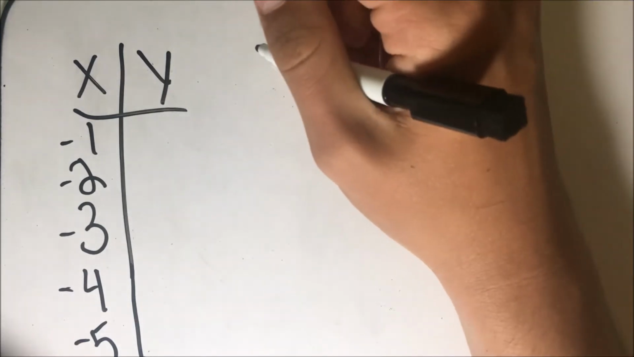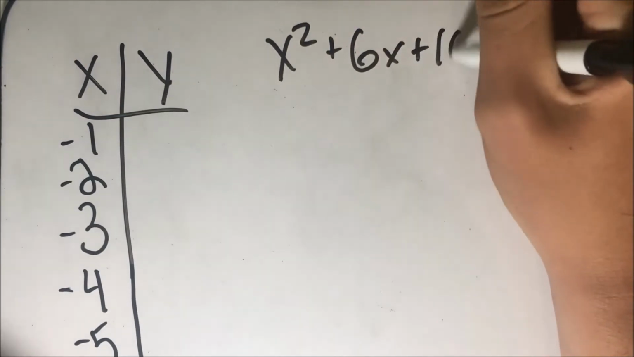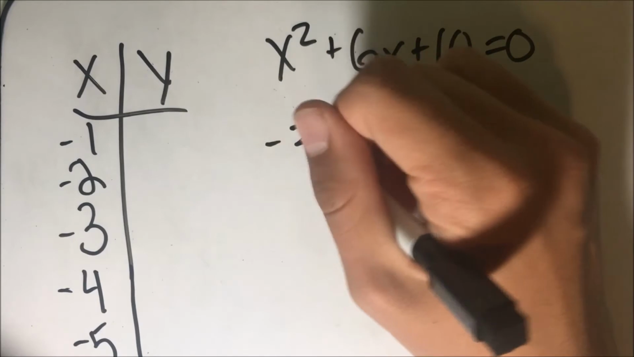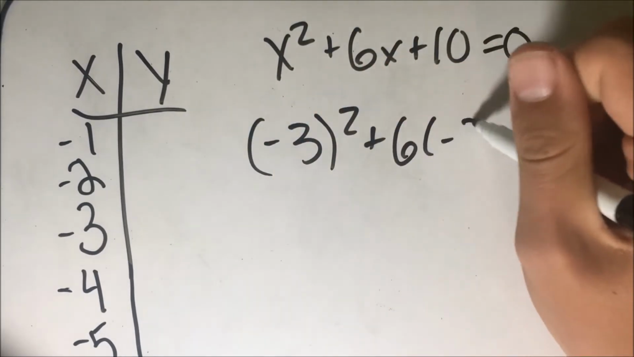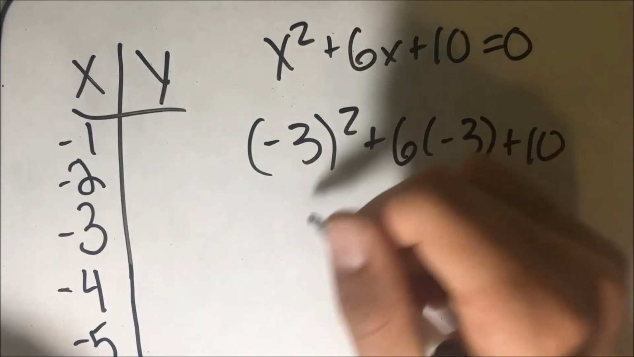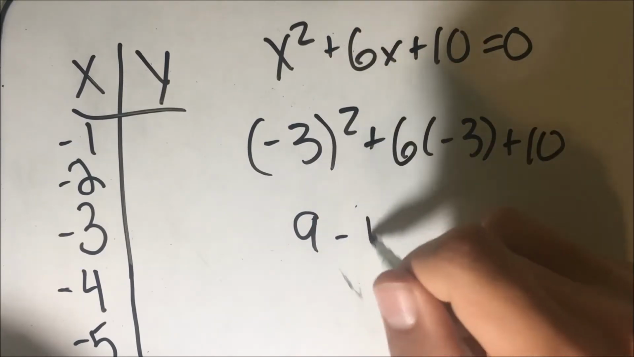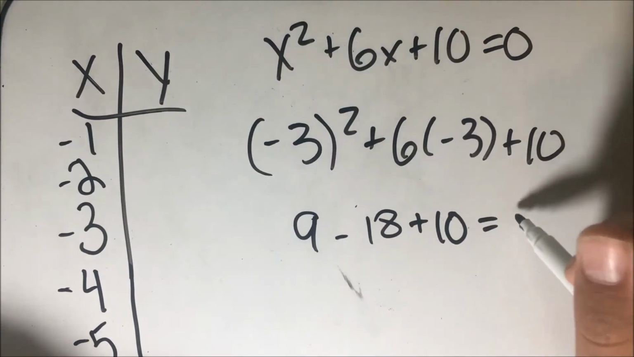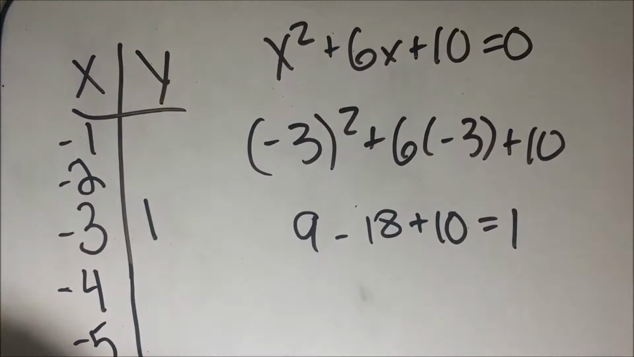So the original equation was x squared plus 6x plus 10 equals 0. So we're just going to plug negative 3 in, so it'll be negative 3 squared plus 6 times negative 3 plus 10. And that would be 9 minus 18 plus 10, which equals 1. And so now we're just going to put a 1 in for the y right here.